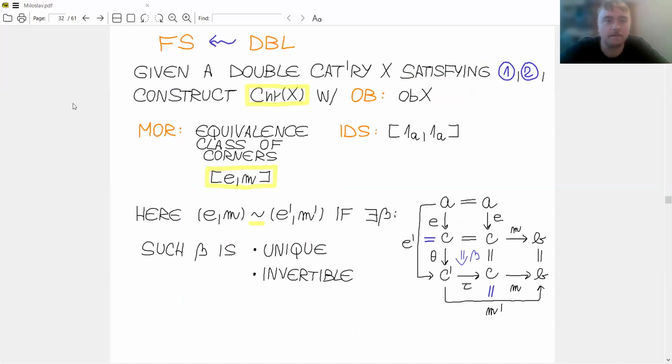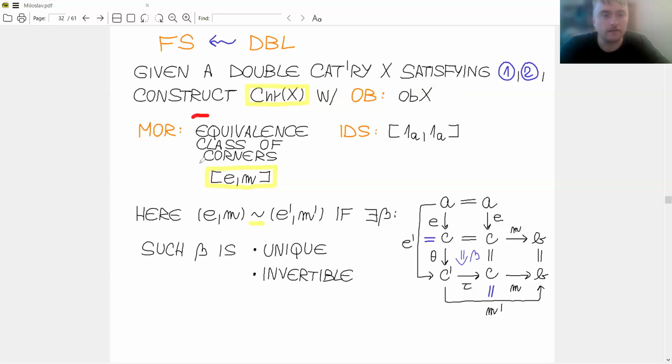If you have a double category that satisfies points 1 and 2 from earlier, so every corner can be filled into a square, and every square is some kind of vertical opposite pullback, then we can construct the category of corners again. But this time the objects are again the objects of X, but the morphisms are only equivalence classes of corners. And the identity morphism is the equivalence class of the identity corner.